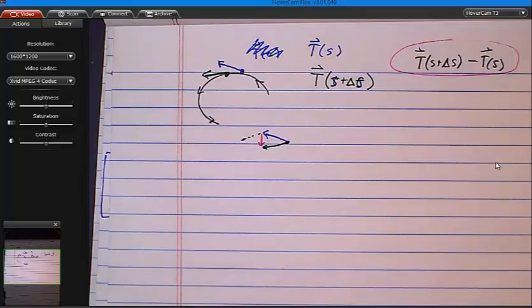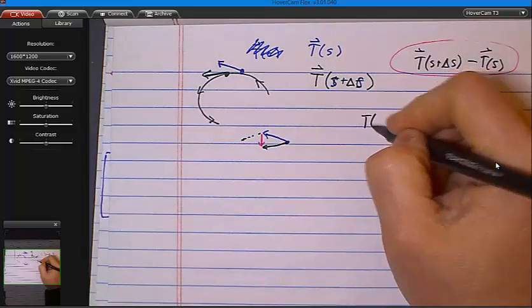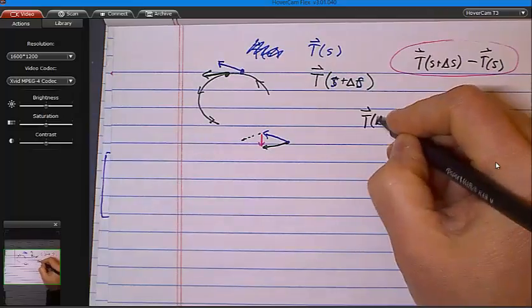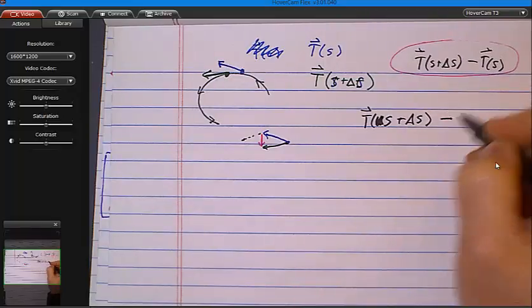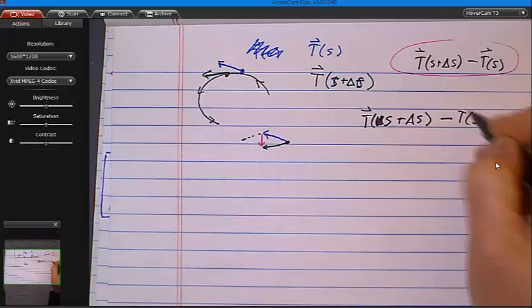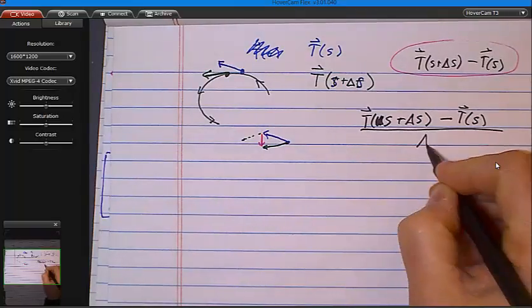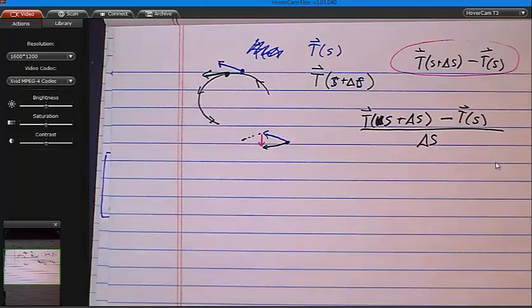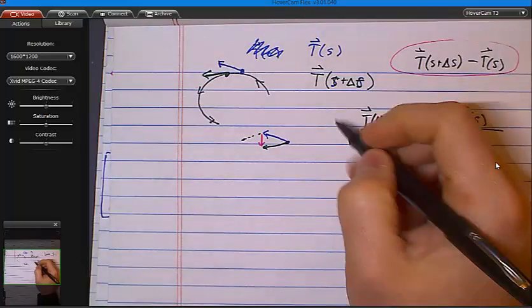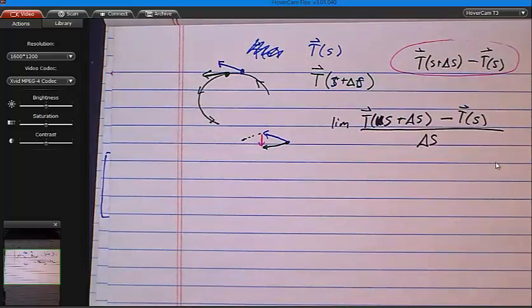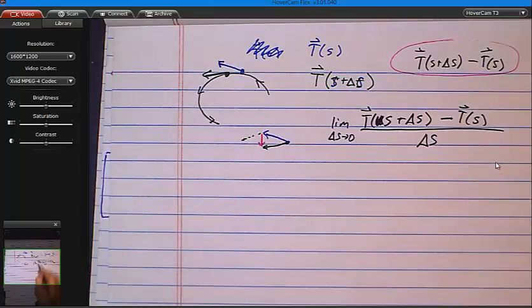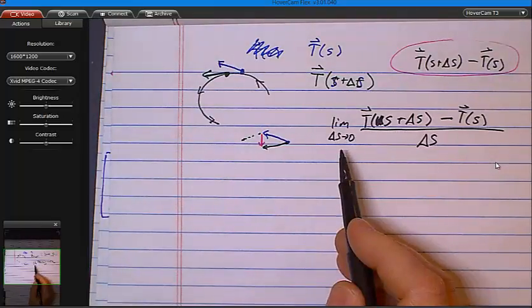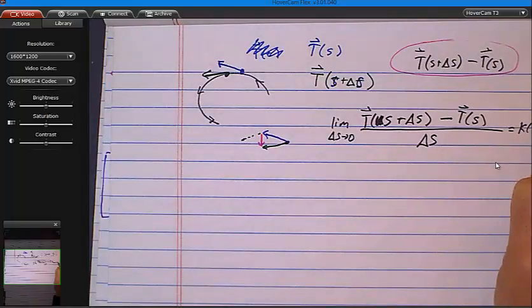I remember in Calc 1, I had a really good Calc 1 teacher that showed me this. Except that we didn't used to write t's and s's. We used to write f of x plus h, minus what? F of x, all over h. Well, now I'm just using delta s, and this was called the difference quotient, or the average rate of change. But if I wanted a derivative, all I had to do was take the limit as what happens? Almost. As delta s goes to 0, that's right. Take the limit as delta s goes to 0, and we will call this thing the curvature.